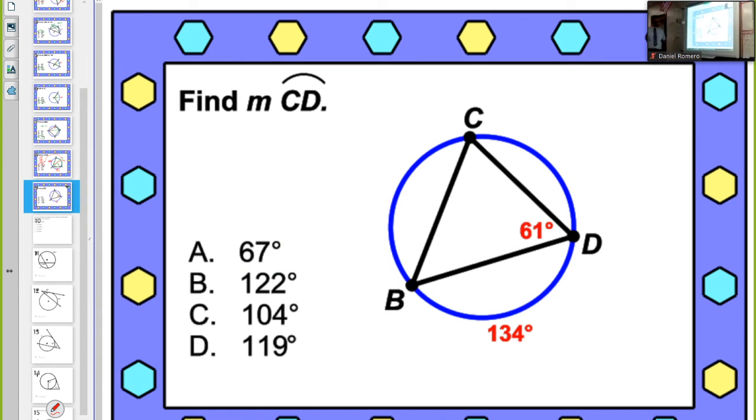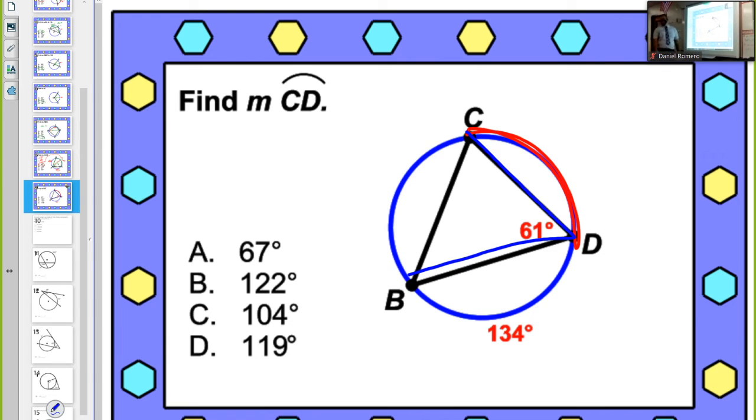Find the measure of minor arc CD. So how many degrees are there from here to here? Let's see. If I could figure out how many degrees there are here, then I could go times 2, but I don't know how many degrees there are. There's more than one way to do this, 2 or 3 ways, but let's focus here.